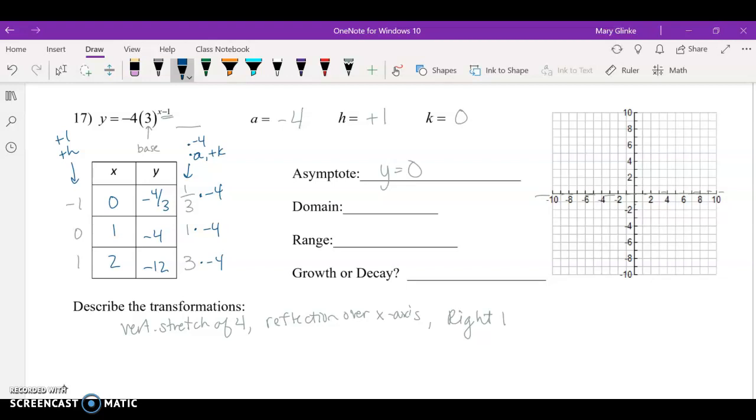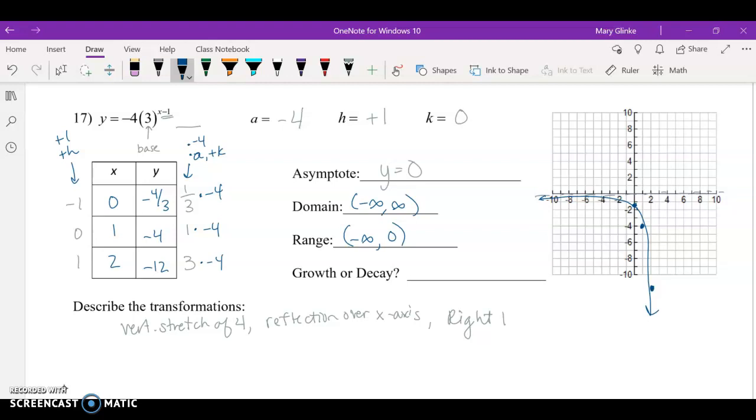So 0, -4/3 is like 0, -1.3, 1, -4, and then 2, -12 is off the graph grid, but we can put our point down there. So this is what our graph looks like. Our domain is still -infinity to +infinity. Our range, though, starts low forever and gets up until our asymptote at 0, and then never past that, and never touching 0.